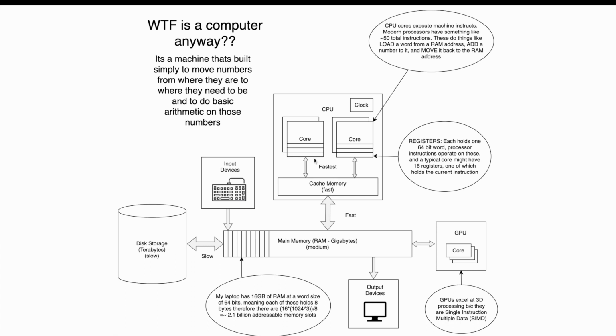And what happens on that step is, each of these cores will have several registers, and a register is just like a memory slot in main memory. It's going to be a 64-bit word. One of these registers is going to be an instruction register. That instruction is going to be a basic operation. Most CPU architectures these days have on the order of 50 total basic operations, and there are things like load a memory address into a data register, or add data register 1 to data register 2, or move data register 3 to data register 4.